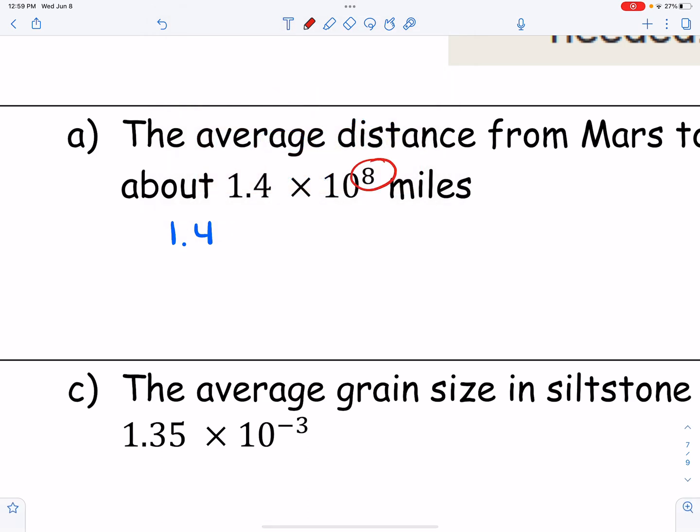Exponent is positive, so I'm going to move the decimal to the right, and I'm going to do that 8 times. So 1, 2, 3, 4, 5, 6, 7, 8. Decimal's going to go right here, and any empty spots are simply going to be filled in with zeros. So the standard form of 1.4 times 10 to the 8th power is going to be 140 million.